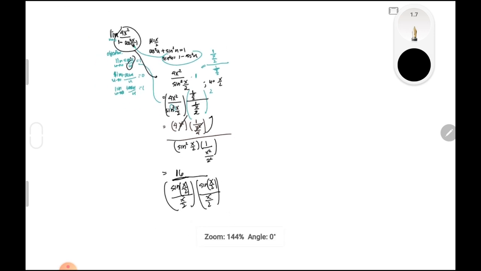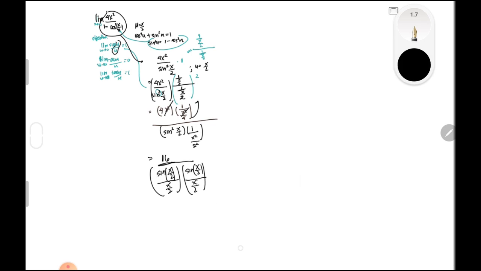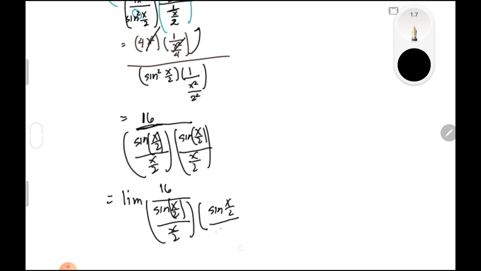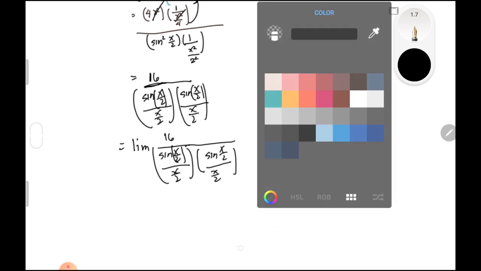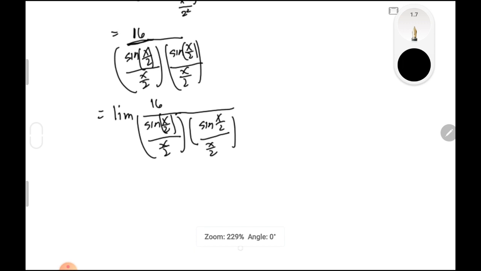Alright, so by getting the limit of the function, so getting the limit of this one, so you'll have a value of 16 divided by sine x over 2 divided by x over 2 multiplied by sine x over 2 divided by x over 2. So by division and then multiplicand rule and then your constant rule will have a value of, so take note that this is approaching 0.